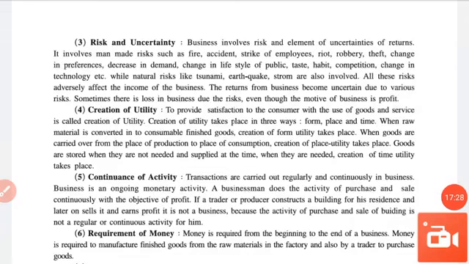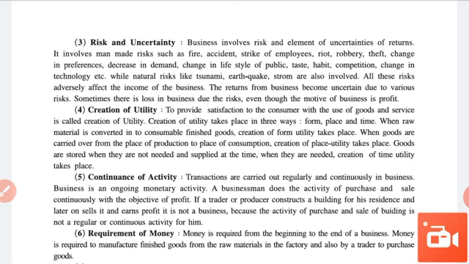Third one, risk and uncertainty. It remains in economic activity. Business involves risk. How? If there is a profit, then no risk. But in business activity, loss may be there. So if loss is incurred, then it is called risk.